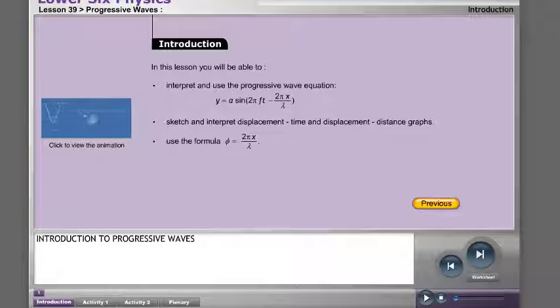In this lesson, you will be able to interpret and use the progressive wave equation y equals a sine of 2 pi ft minus 2 pi x over lambda. Sketch and interpret displacement-time and displacement-distance graphs and use the formula phi equals 2 pi x over lambda.